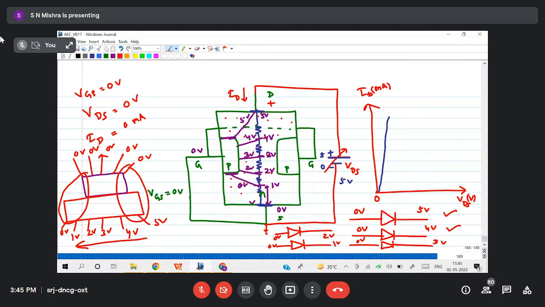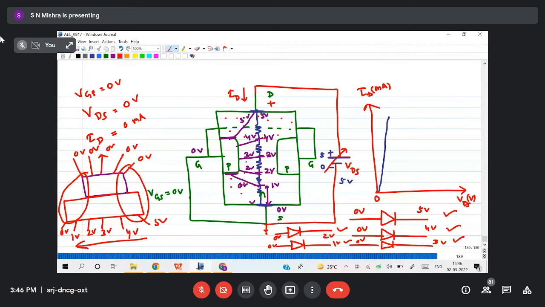Which one? First one to second one. So less reverse biased. The one below it, if I connect 3 volt, so less. More less. This one, if I connect 2 volt, so less, still less than 3 volt. If I connect 1 volt, it is still less than 2 volt.